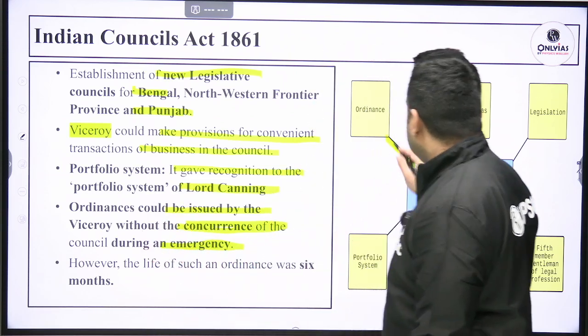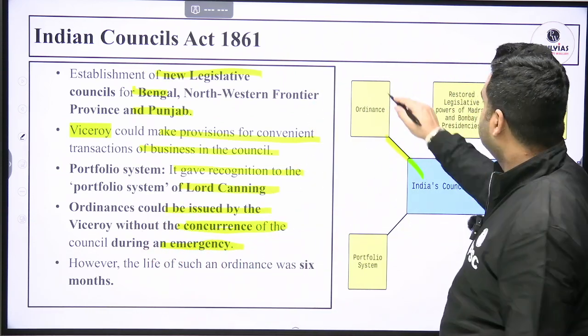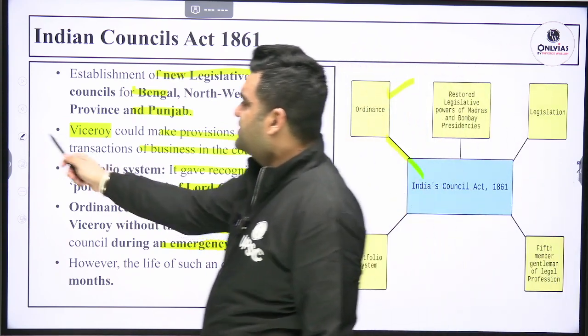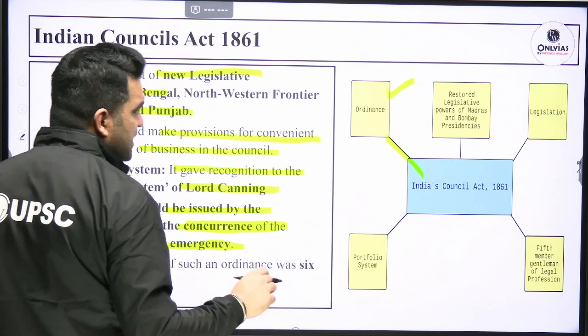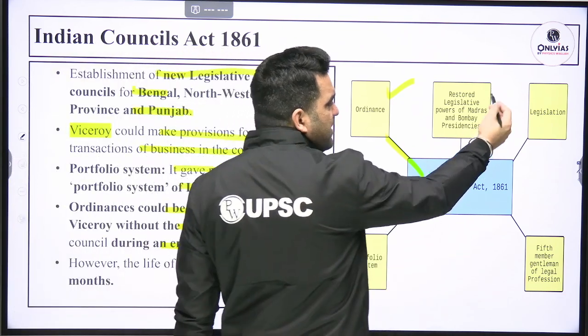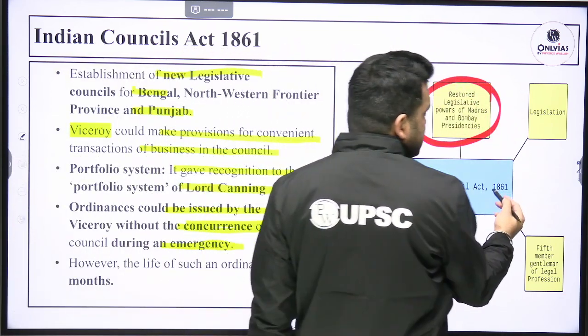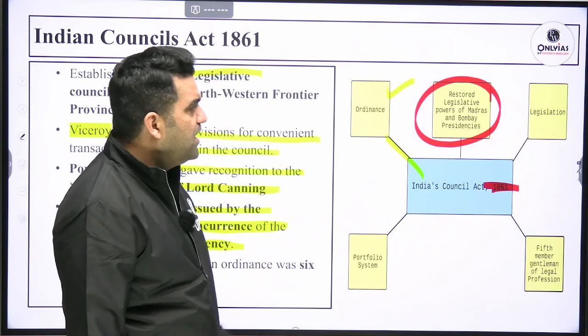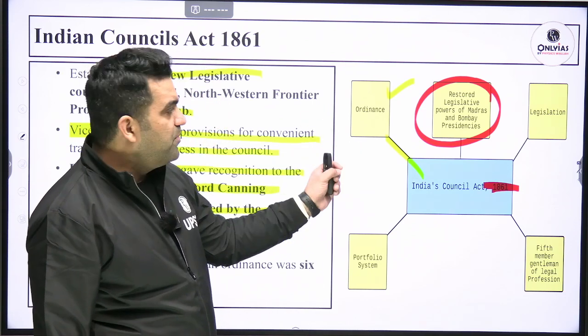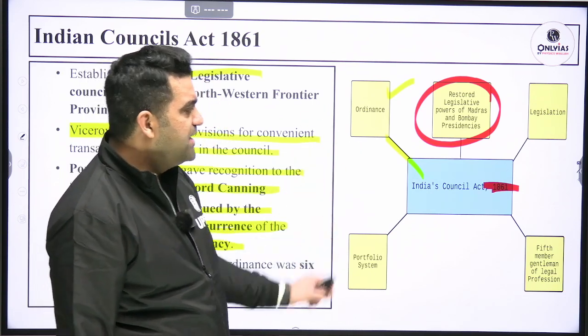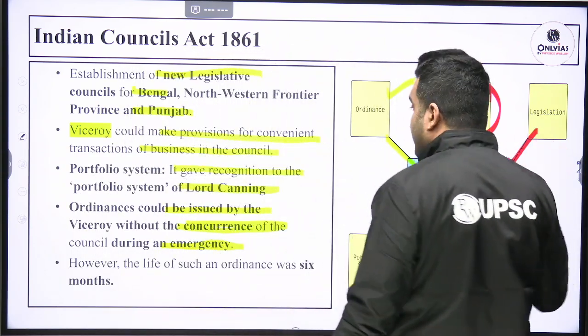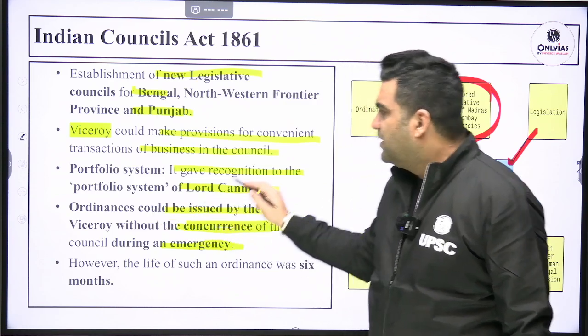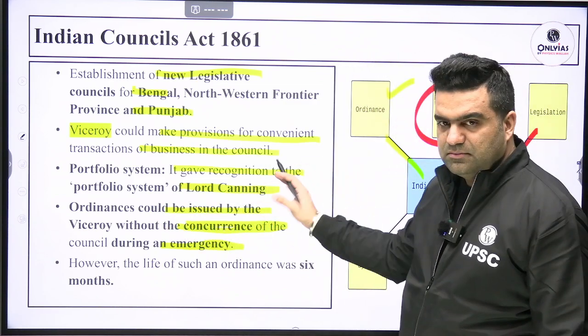Viceroy can introduce ordinances only during emergency. Okay. Now, see, ordinance provision is there. This ordinance provision is taken care of. We have seen this. Restored the legislative powers of Bombay and Madras Presidency, Indian Councils Act of 1861. Repetition here. It restored the powers of Bombay and Madras Presidencies. Legislation. Now here the legislative powers were restored back. We've seen this point, right?